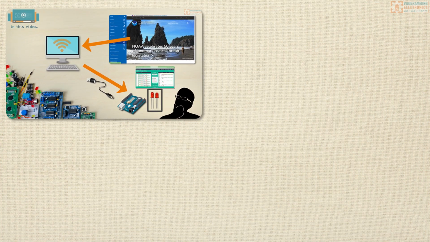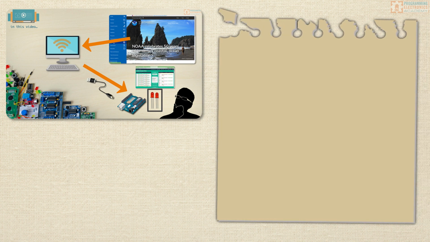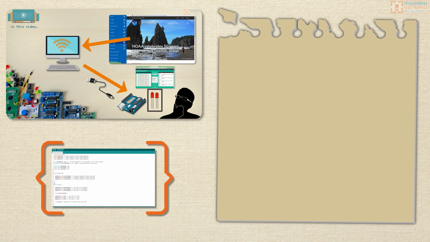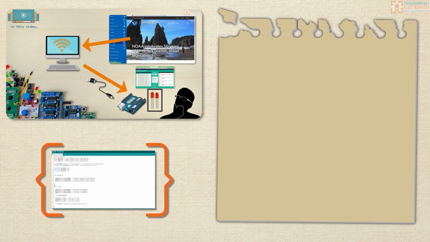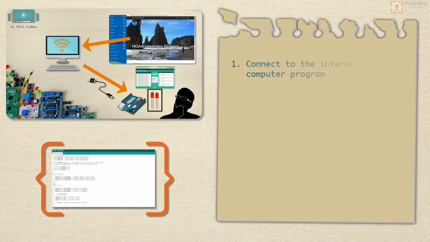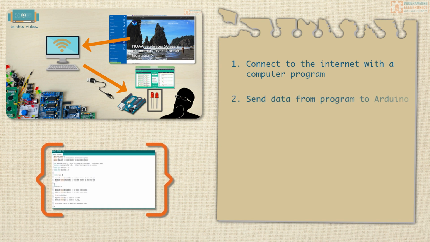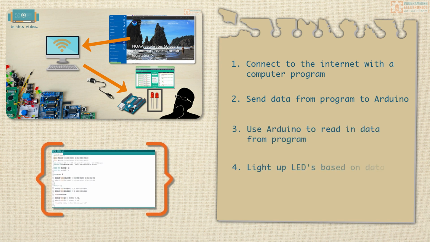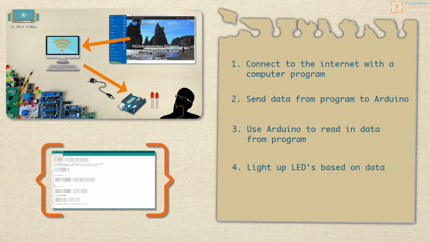Now, when I'm working on a project like this, there's two principles I like to keep close to my heart. The first one is I always like to start with just a simple plan. The second thing is I always like to look for code examples to kind of get me started. So first, let's go ahead and write out a simple plan of what we need to do. I want to connect to the internet with some program on my computer. I want to send data from that program to my Arduino. I want to have my Arduino read in data from that program. And then I want to light up some LEDs on my Arduino based on that data.